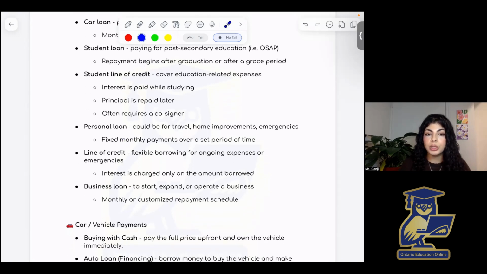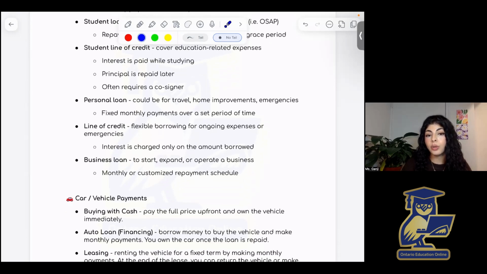Then we have personal loans, which you could be using for travel, home improvements, or just in case of emergencies. And with these, again, they're fixed monthly payments over a set period of time, which could depend on the amount of the loan. Related to that, we also have lines of credit, which are flexible borrowing options for ongoing expenses or emergencies, and they could be considered as another credit card option. And with these, the interest is charged only on the amount that's borrowed. So if you have a line of credit and you're not borrowing any amount, then it will just stay there. You don't have to pay anything on it.